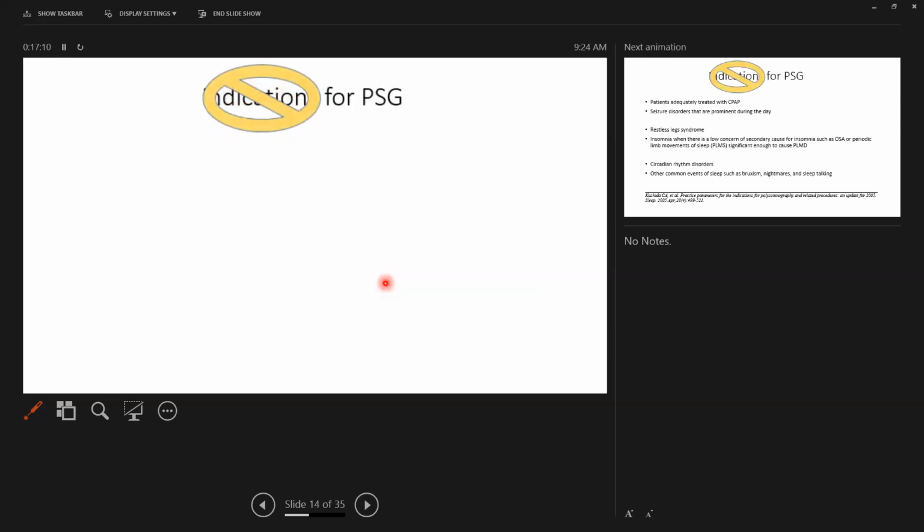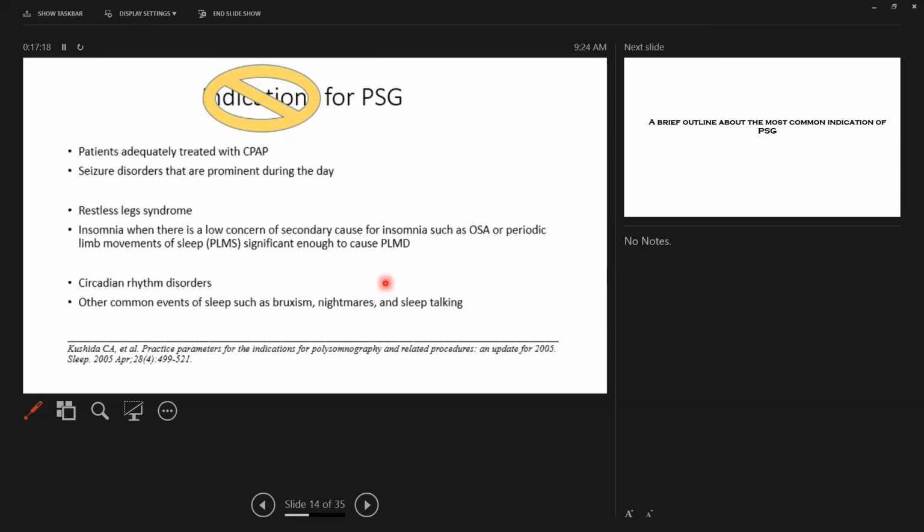So in PSG, what is very important is what are not the indications of PSG. Not every sleep disorder has to go through a PSG. Patients who have been adequately treated don't require any follow-up PSG. Seizure disorders that are mostly daytime are not required. Restless leg syndrome is a total clinical diagnosis. We don't require PSG at all.